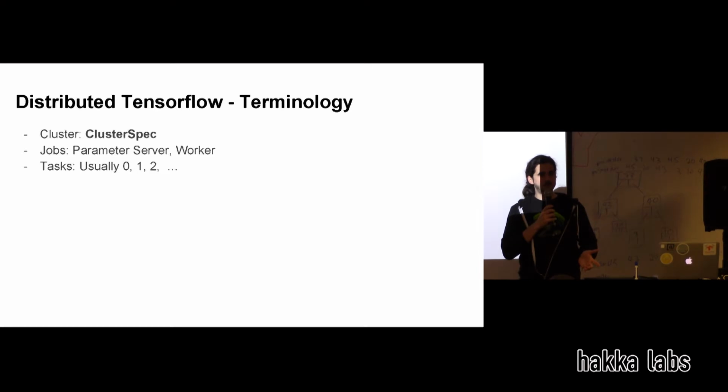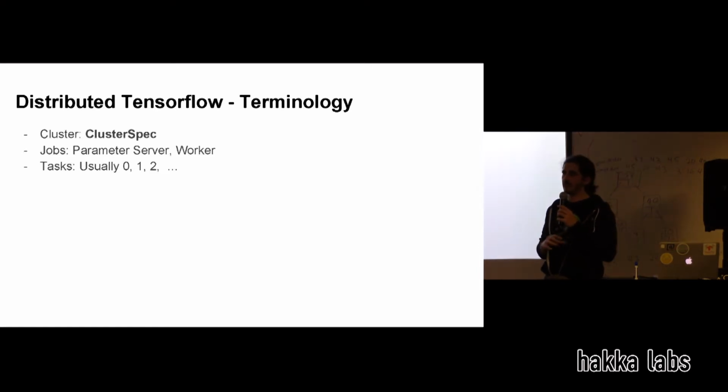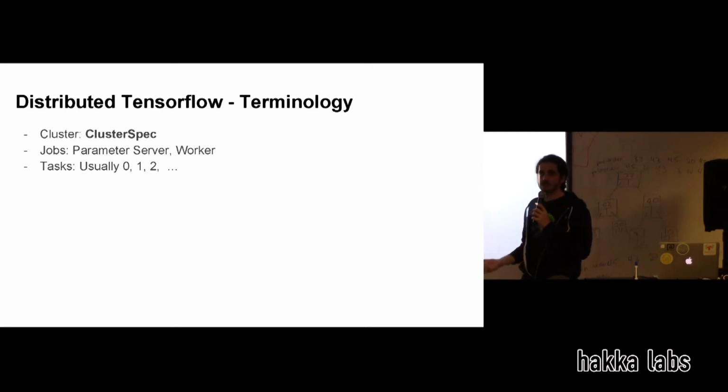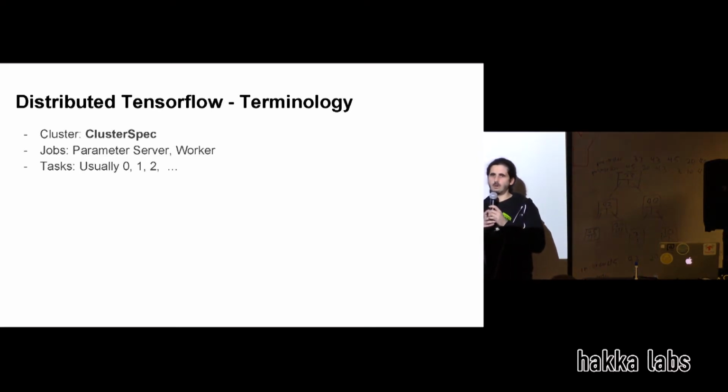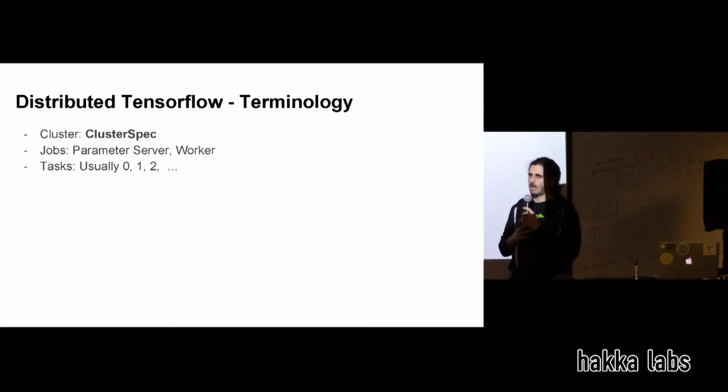But in some algorithms, you need to share some of the variables. How will you do that? You will have a parameter server. For those of you who know neural networks, you have the gradient descent step, and that value has to be consistent among different nodes.